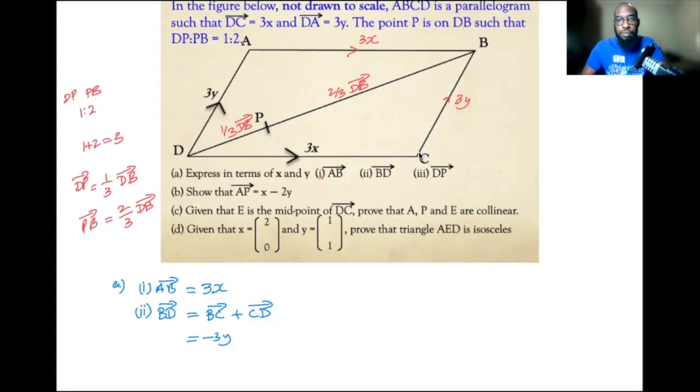and CD is -3x. So we could put the negative one time. Usually I say plus minus 3x, but I put in the negative one time. Just to go over, BC is -3y, opposite direction of the arrow, and CD is -3x. So the answer for BD is -3y minus 3x.